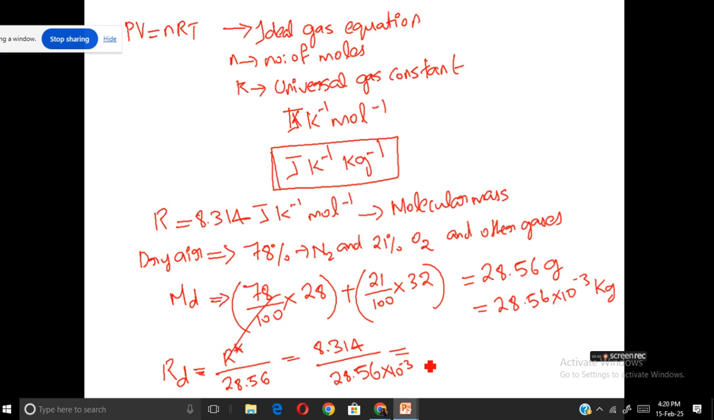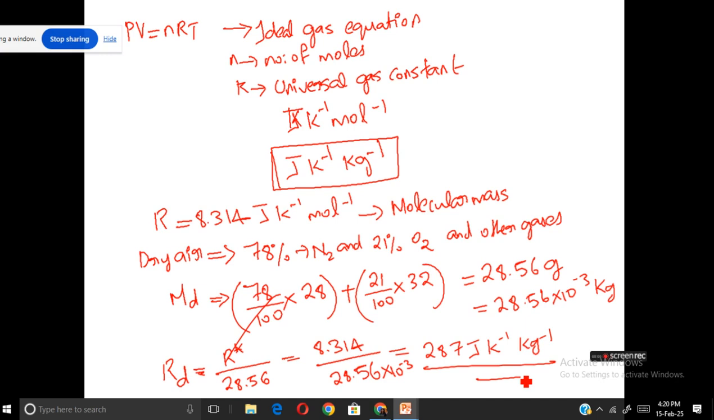It should be approximately 287 joule Kelvin inverse kilogram. So this is a value used in atmospheric science when we are considering dry air. The issue with the specific gas constant compared to the universal gas constant is that it depends on the molecular mass of the gas that we are considering. So we have one value for dry air and another value for moisture.